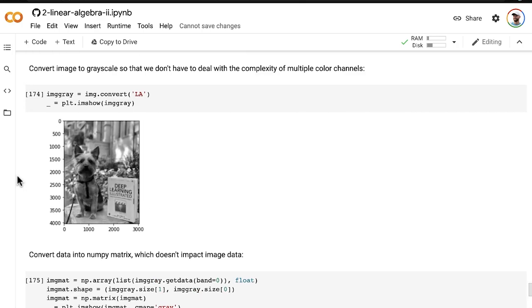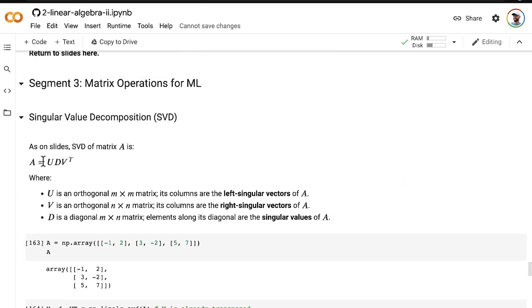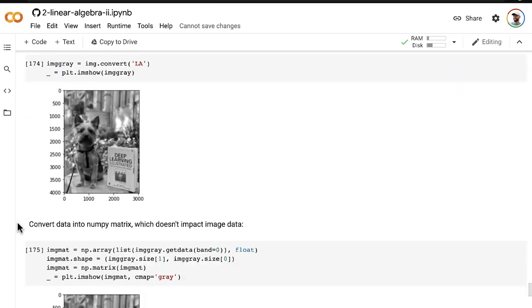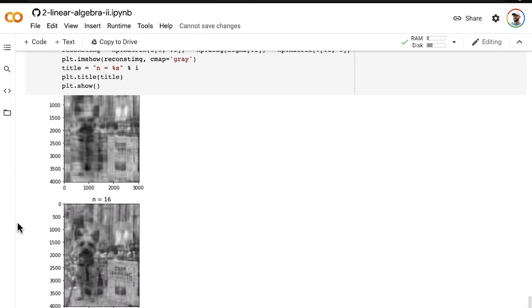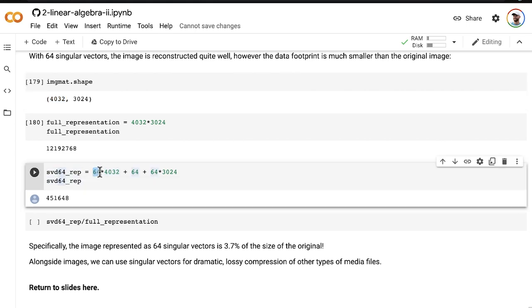image, and that follows along with theory that we talked about in the beginning of the SVD section, where U is an M by M matrix corresponding to the number of rows in A, and V is an N by N matrix corresponding to the number of columns of A. Right, so that's where these numbers are coming from. So we have, yes, 64 left singular vectors. Each left singular vector has a length of 4,032.